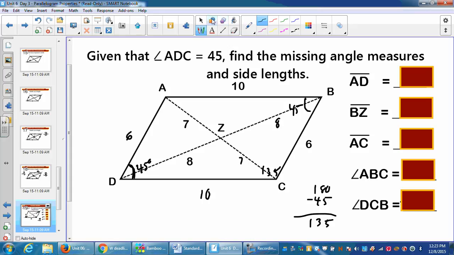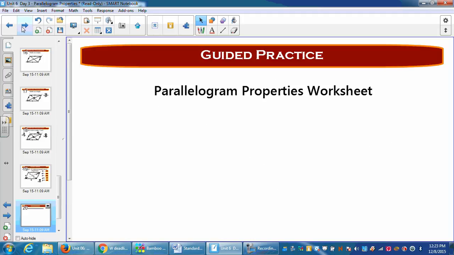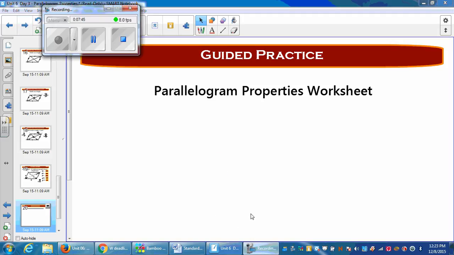Now I can uncover them to see if I'm right. 6, 8, 14. Looking good so far. 45 for that angle. And then finally, 135. All right, hopefully that's enough to get you to finish the work, do the problems on your own. Good luck.